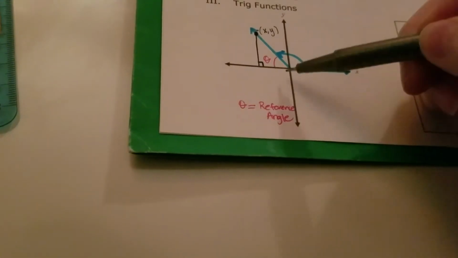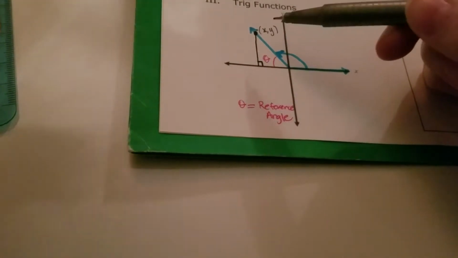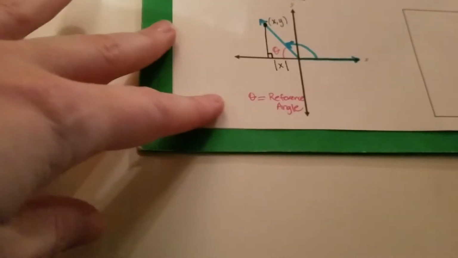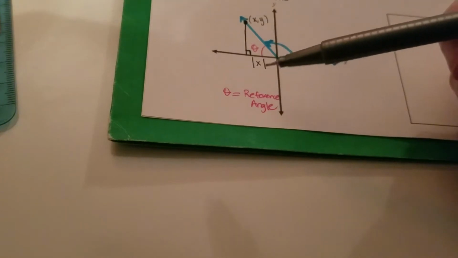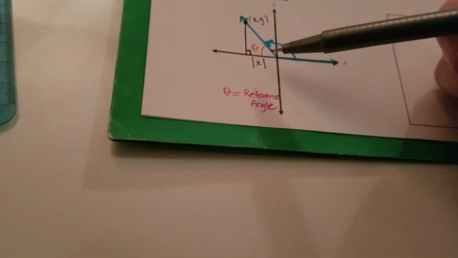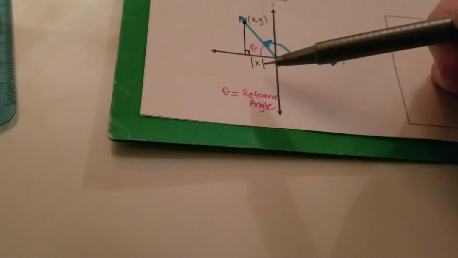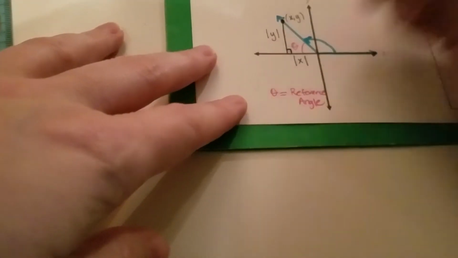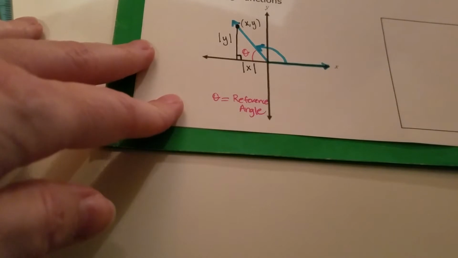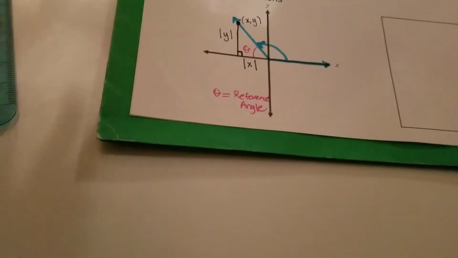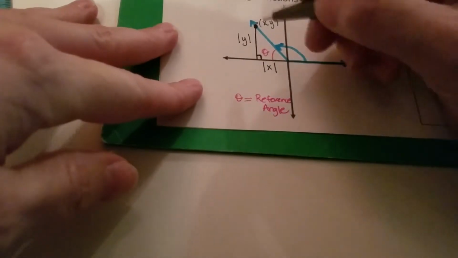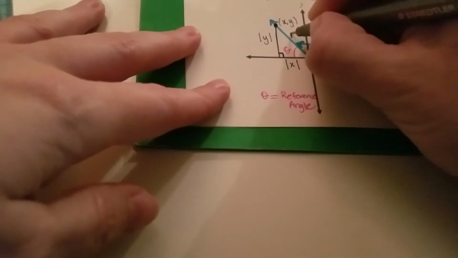The distance that we travel on the x-axis is the absolute value of x. The reason we say it's the absolute value is because, based on this position, it's technically on the negative part of the x-axis, but this is going to be in terms of distance. And this would be the absolute value of y, or you can just think of it as y, but it is going to be the positive values here. So we are going to label this part of the triangle as r.